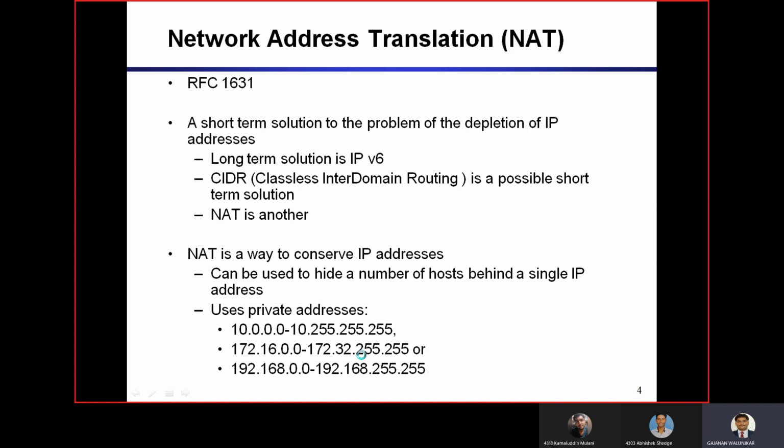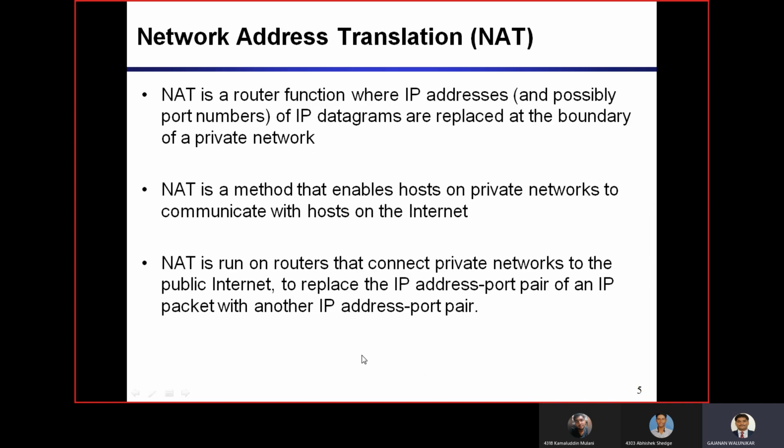NAT is a router function where IP addresses, and sometimes port numbers, of IP datagrams are replaced at the boundary of a private network. So it is implemented at the router, and it performs the mapping of private IP addresses to public ones, and the reverse also. When you send a packet from a private network to a public network, it maps your private IP address to the public IP address. In reverse, whenever a server or another destination sends the response back to you, your public IP address gets mapped to the corresponding private IP address.